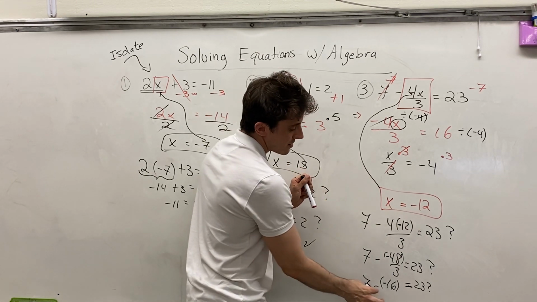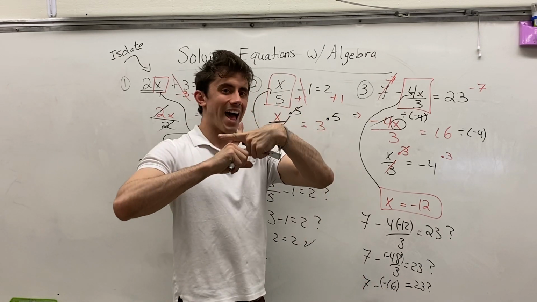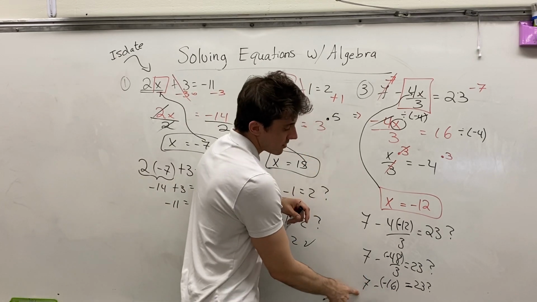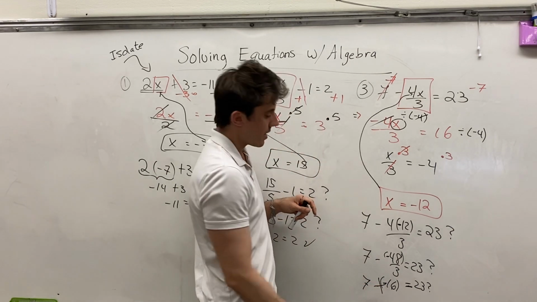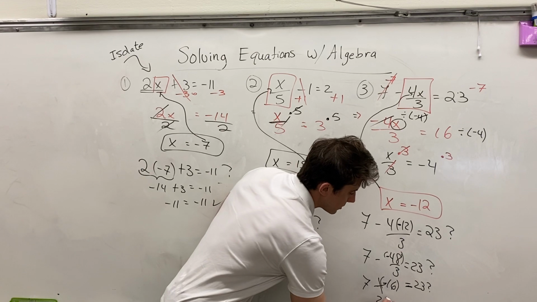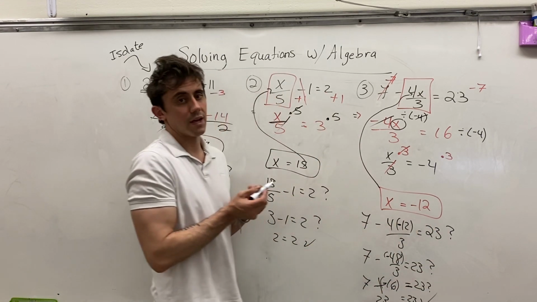And lastly, we have 7 subtract negative 16. Subtracting a negative is the same as adding that quantity, and so 7 subtract negative 16 acts as 7 plus 16, and so we get 7 plus 16, 23 is equal to 23. Indeed it is. And there we have it, okay?